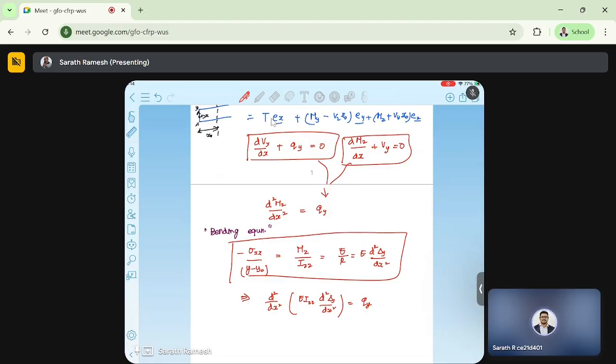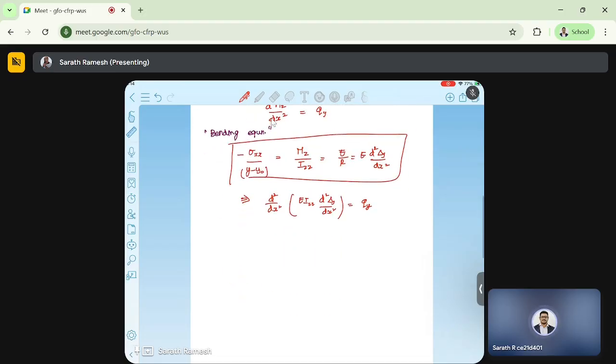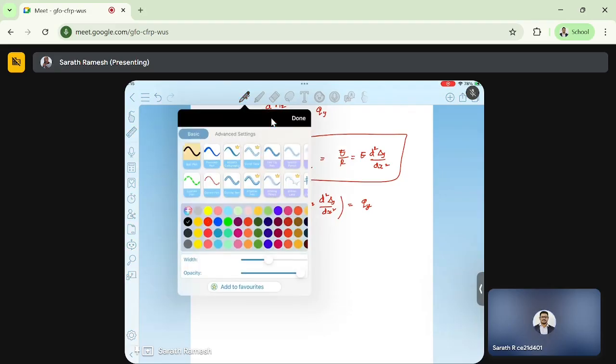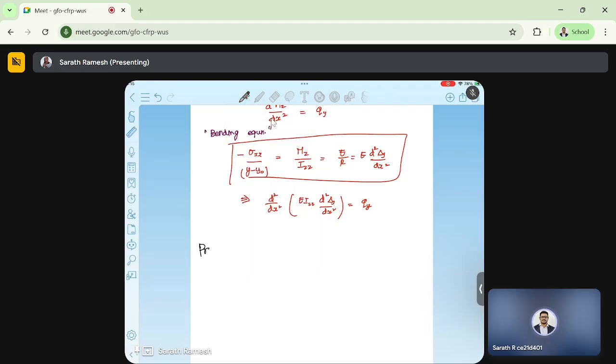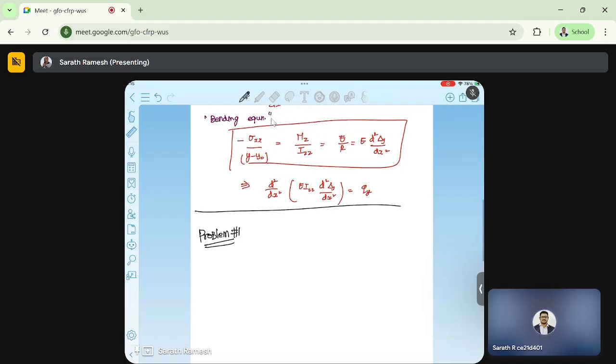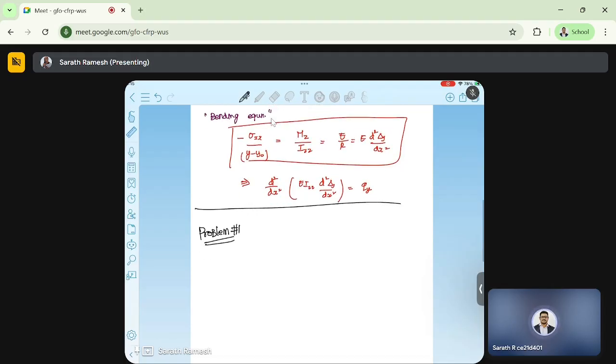Now let's move into the problem for today. Let me write problem number one. We have been given a beam and loading: a cantilever beam with the following UDL, uniformly distributed loading.